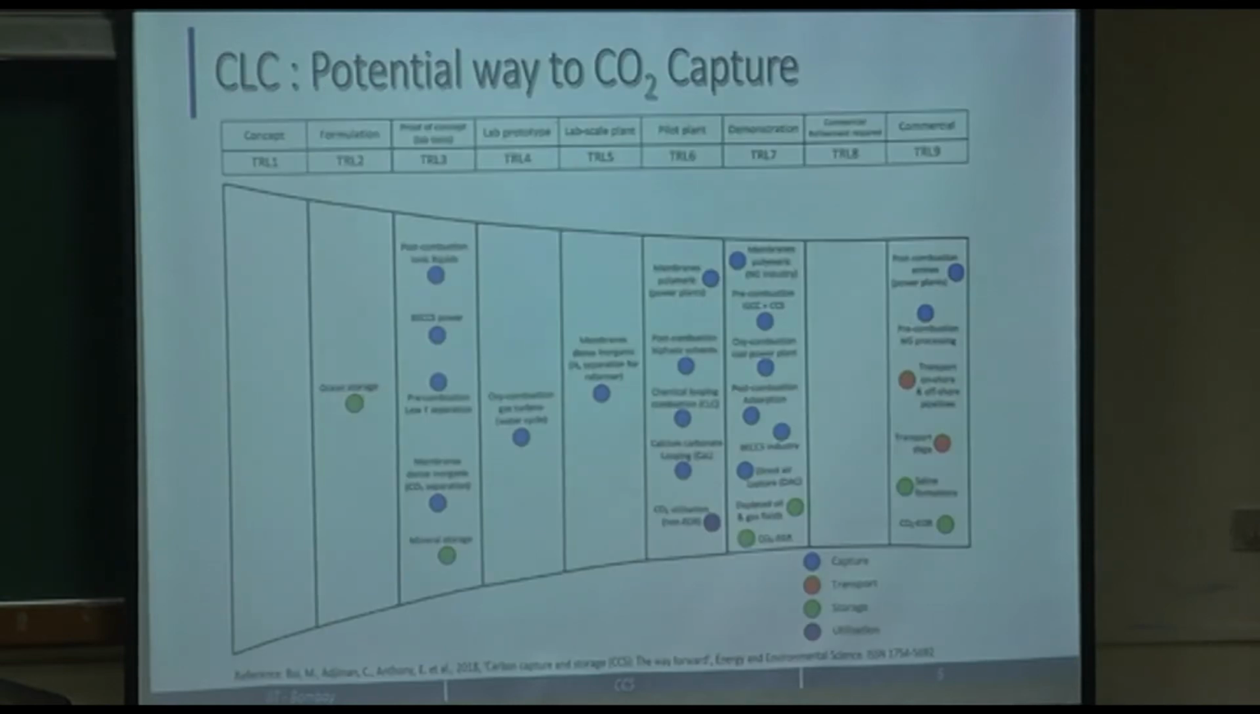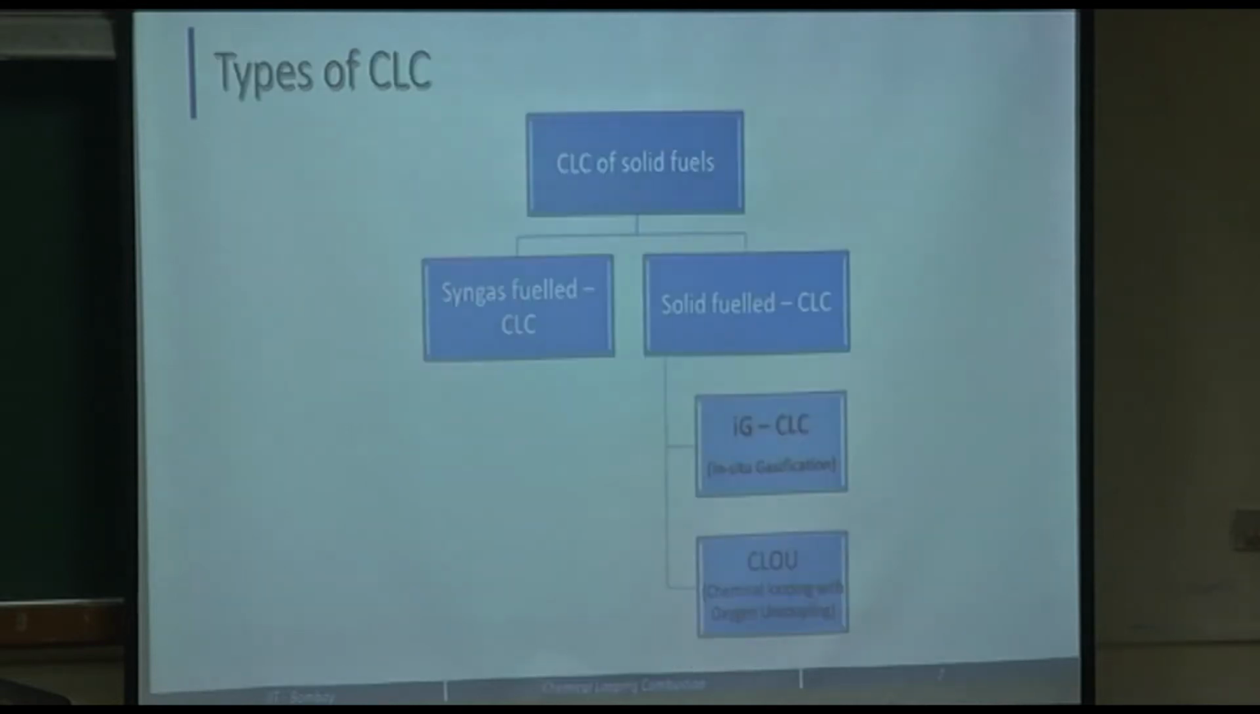So what I was talking about was this, that in 2018 the different technologies were segregated as per their current status, and chemical looping combustion falls in TRL 6. So it means that there are a lot of things needed to actually get it commercialized. So a lot of research interest lies in this chemical looping combustion.